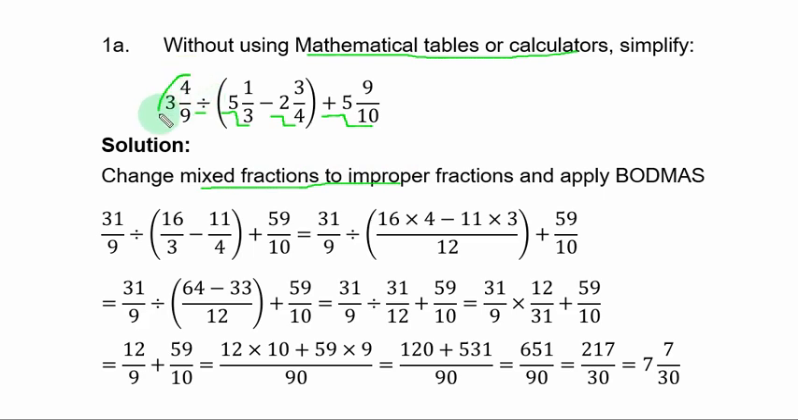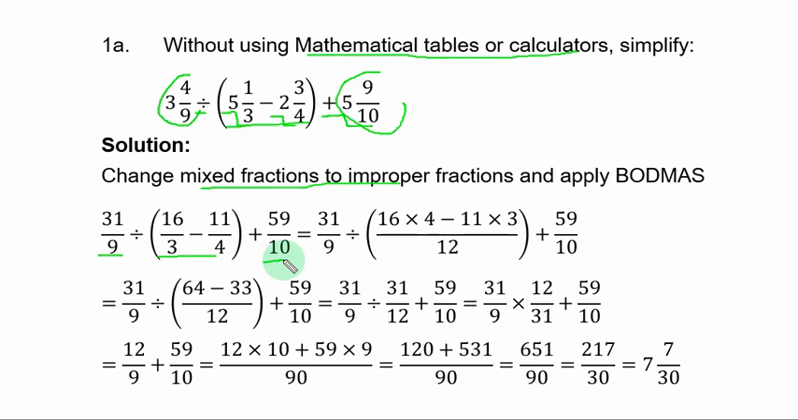If you convert the first fraction, you have 31/9. That is 9 times 3, 27, plus 4, 31/9. If you convert the fractions inside, you have 16/3 minus 11/4. And if you change this, you have 59/10. By the rule of BODMAS, we need to simplify the terms in the bracket first.